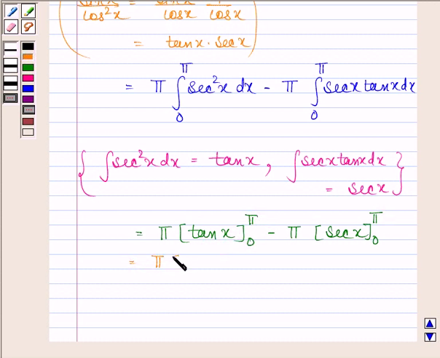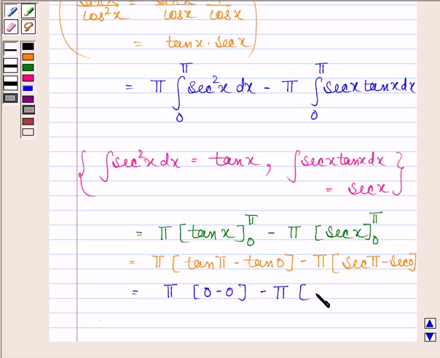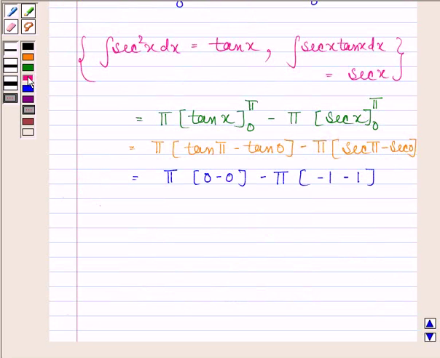So we have pi into tan pi minus, now we will calculate value of tan x at 0. So we have tan 0 minus pi into secant pi minus secant 0. Now tan pi is equal to 0 and tan 0 is also 0, minus pi into secant pi is minus 1 and secant 0 is 1. So we have minus pi into minus 2 and this is equal to 2 pi.